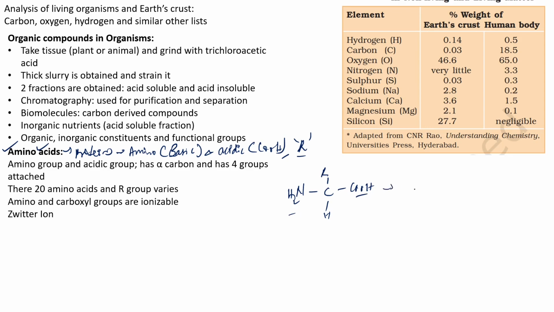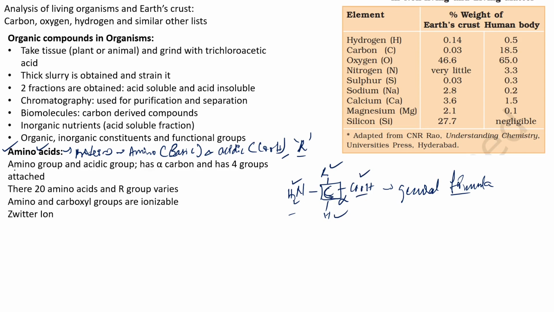So this is the general formula for the amino acids. Here you can see that this carbon is called the alpha carbon. The reason it is called the alpha carbon is that there are 4 different groups attached to this single carbon, right?